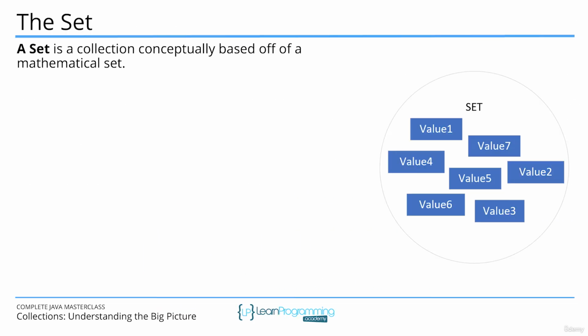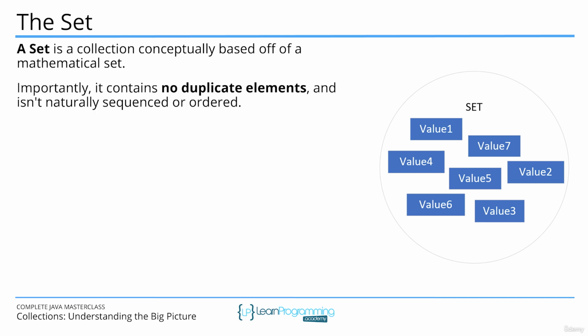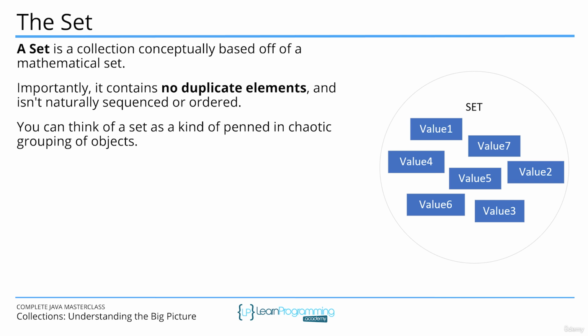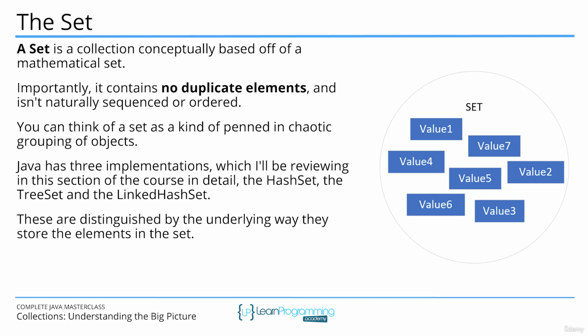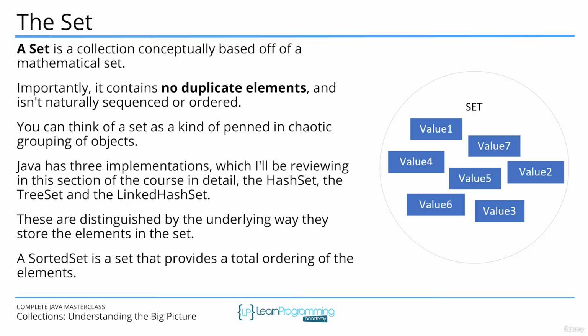A set is a collection conceptually based off of a mathematical set. Importantly, it contains no duplicate elements and isn't naturally sequenced or ordered. You can think of a set as a kind of penned-in chaotic grouping of objects. Java has 3 implementations, which I'll be reviewing in this section of the course in detail: the hash set, the tree set, and the linked hash set. These are distinguished by the underlying way they store the elements in the set. A sorted set is a set that provides a total ordering of the elements. More on this later in this section.